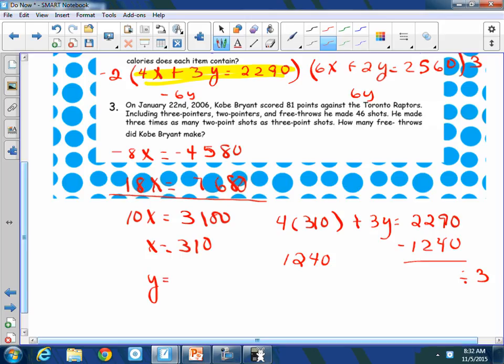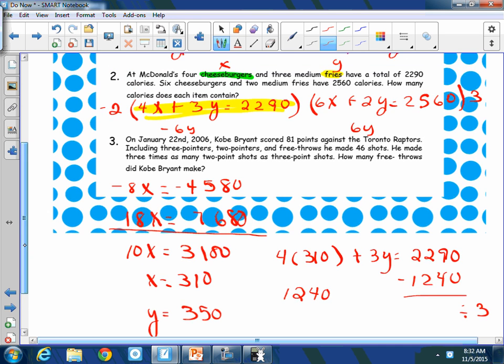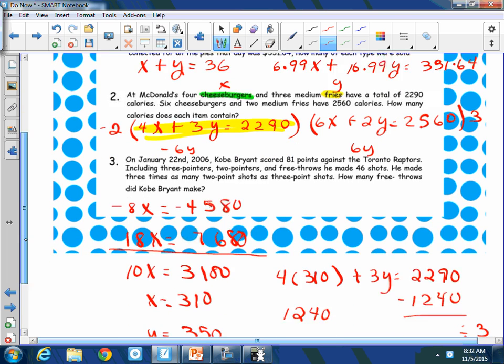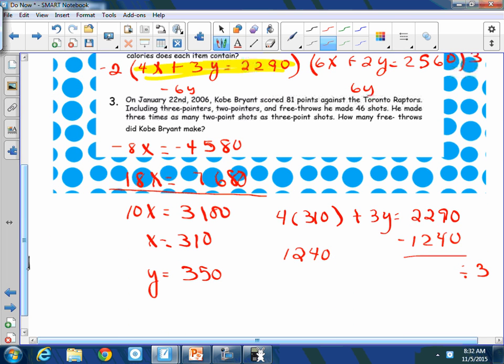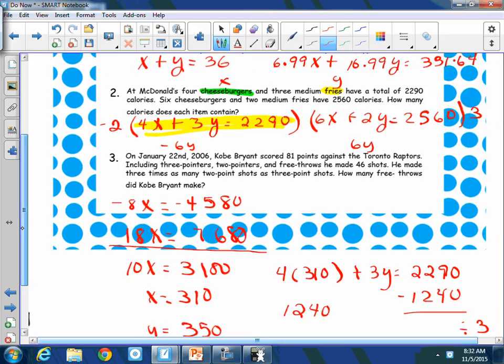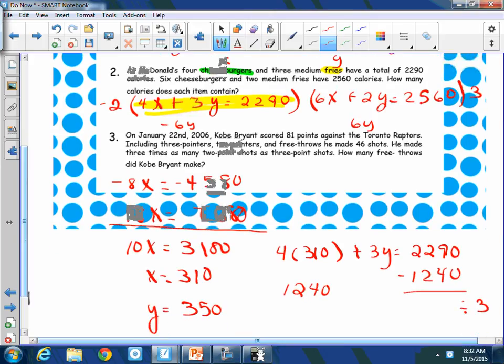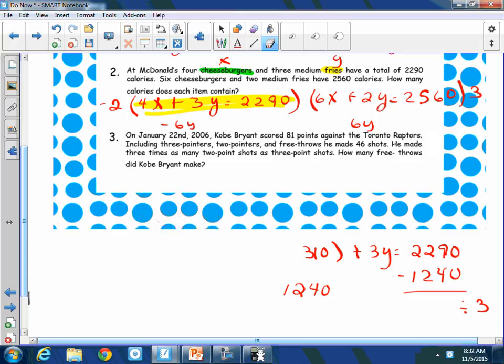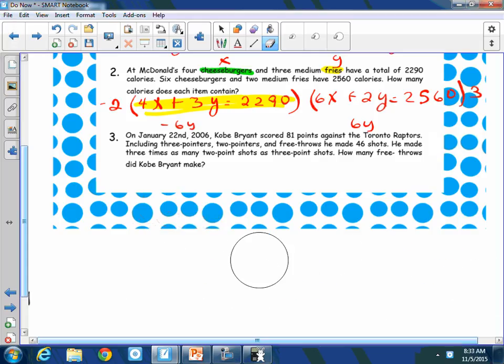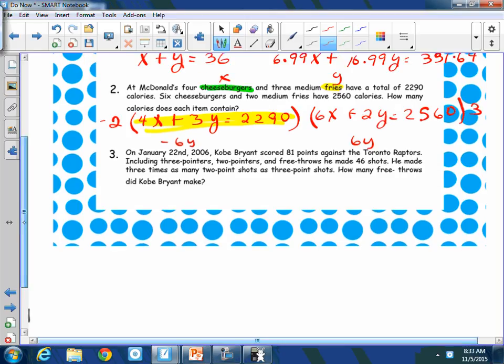350? Yes. Wow, there are more calories in fries than in the burger, and they're deep fried. All right, let's do the next one. I like fries, but I stay away from them when I think about all the calories they have.